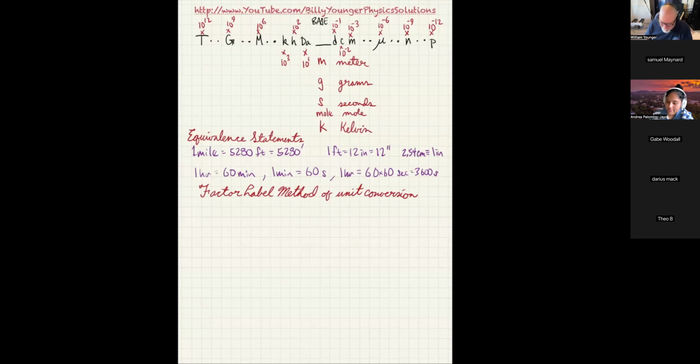But anyways, the factor label method is based on this. You know that there's a special number in nature that you can multiply by any number and it doesn't affect the number. Can anybody tell me what number you can multiply by a number and have it not mess up the number? Like if I had the number 4, what can I multiply by 4 and not change it from 4?